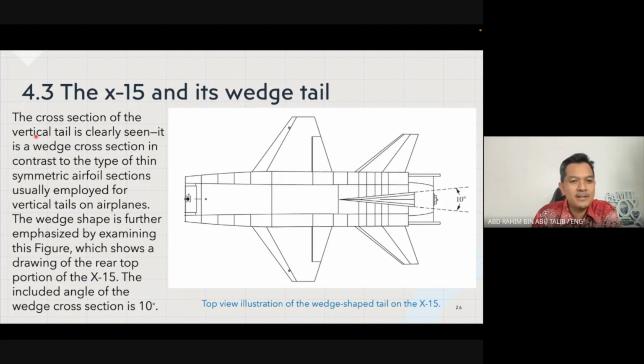What we can see here, the cross section of the vertical tail is clearly seen, like a triangle. It is actually a wedge cross section, which is in contrast to the type of thin symmetric airfoil sections usually employed for vertical tails on ordinary airplanes. The wedge shape is further emphasized by this figure, which shows a drawing of the rear top portion of the X-15 aircraft, and the included angle of the wedge cross section is 10 degrees, from one side to the other. Okay, so this is what we are talking about, the wedge. It is a 10 degree angle.